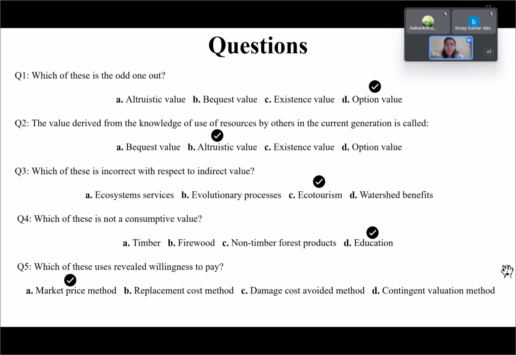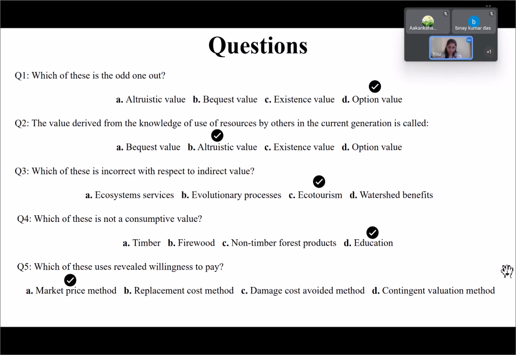Okay, the first one is altruistic, bequest, existence. These are all non-use values. These are altruism, bequesting, existence. It's more about what you believe, what's your moral saying, and why are you valuing it? Because you're not using it, but it's because of your morality and your ethics. So option value, on the other hand, talks about usage. You say that I have the option of keeping it for the future generation, and the future generation will use it.